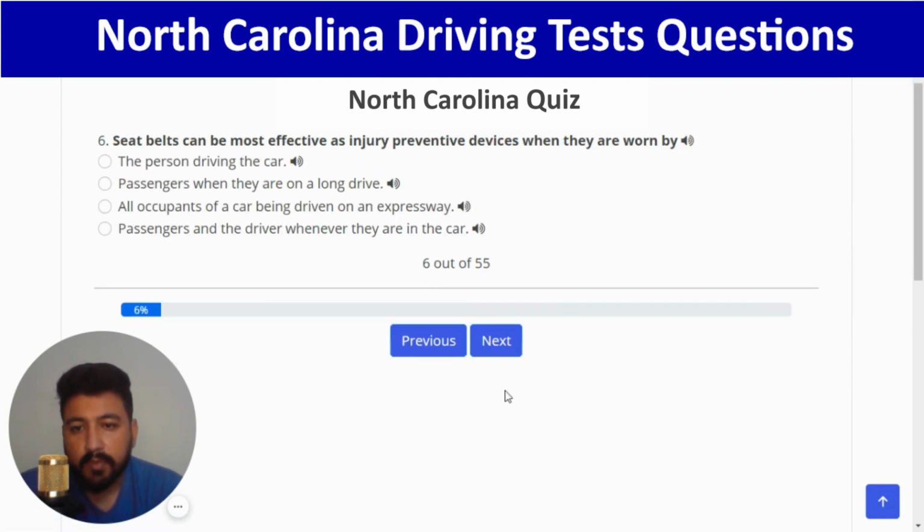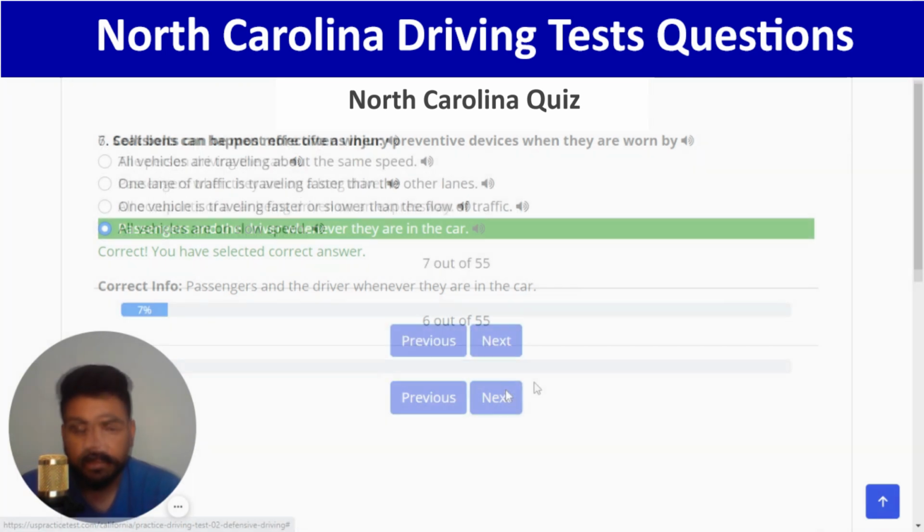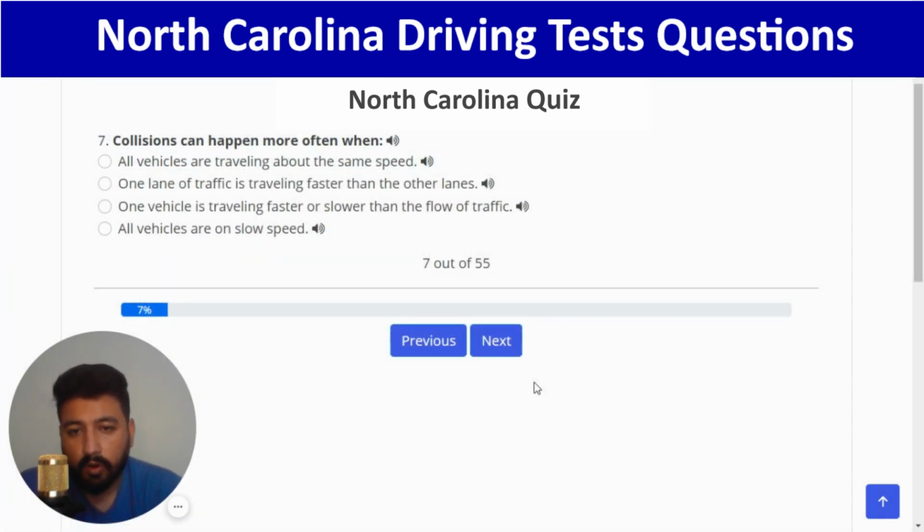Seat belts can be most effective as injury preventive devices when they are worn by. The right answer of the sixth question is passengers and the driver whenever they are in the car. So I'm going to click on the last option, which should be the right one. Yeah, and next.